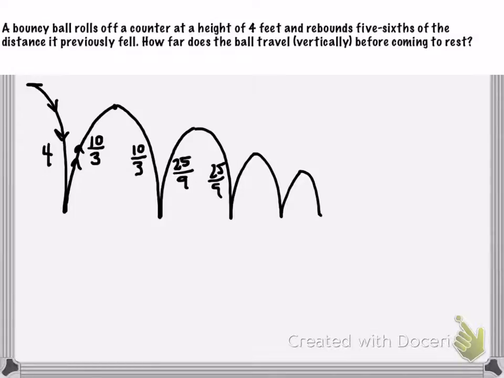We have to take a look at all the distances that the ball travels downward. So those would be depicted here in orange. Those are all the downward motion, the falls. And then we also need to add up all of the distances that the ball traveled up. Now you'll notice it fell 10/3 and it went up 10/3. It fell 25/9 and it went up 25/9. And wouldn't that actually be the same for all of these subsequent bounces? However, the initial one, it fell 4 feet, but it did not rise. It didn't bounce 4 feet. It only fell 4 feet.